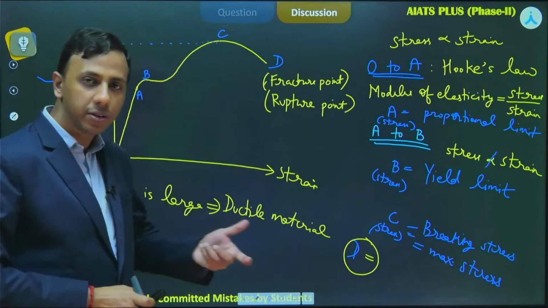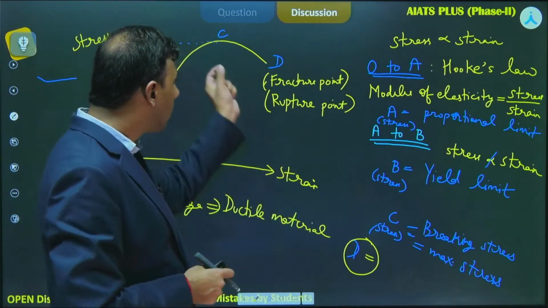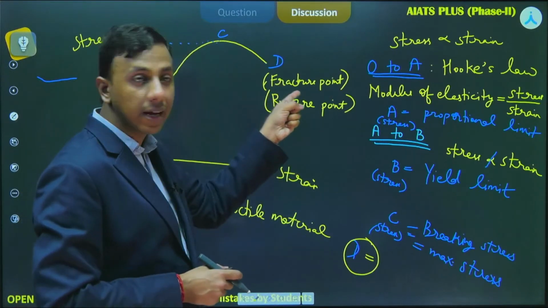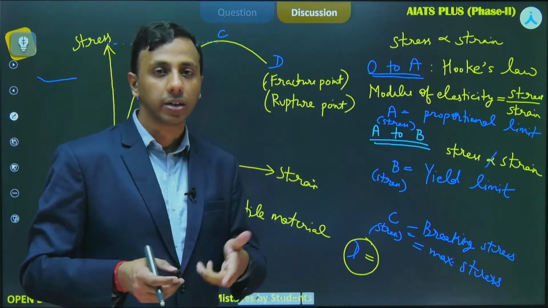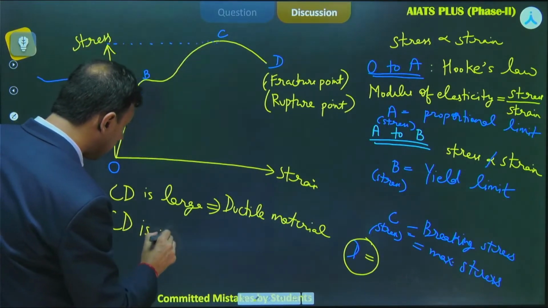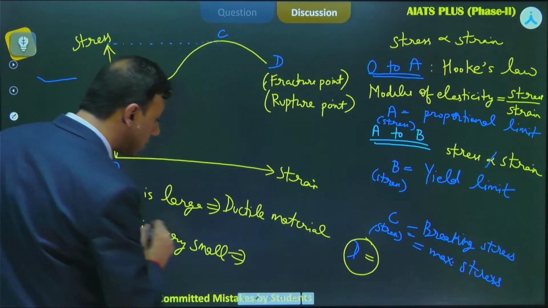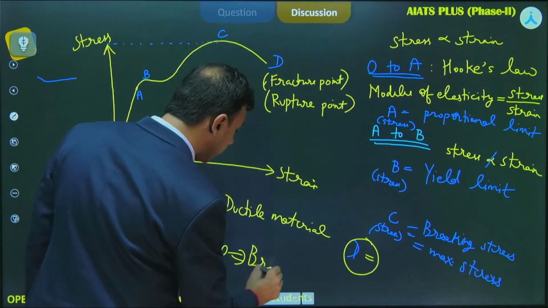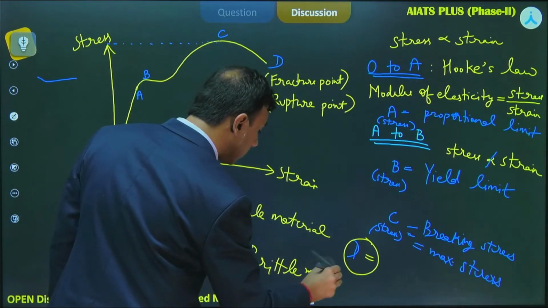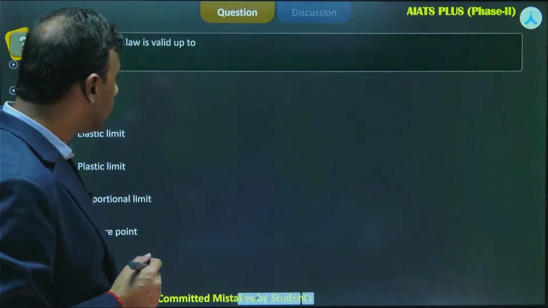And obviously if C to D is very, very small, very close to each other, that means after a few moments the material is fracturing. That means it is not ductile. That means it is very small, right? We call it brittle material. Okay? Brittle material. All right, very well.